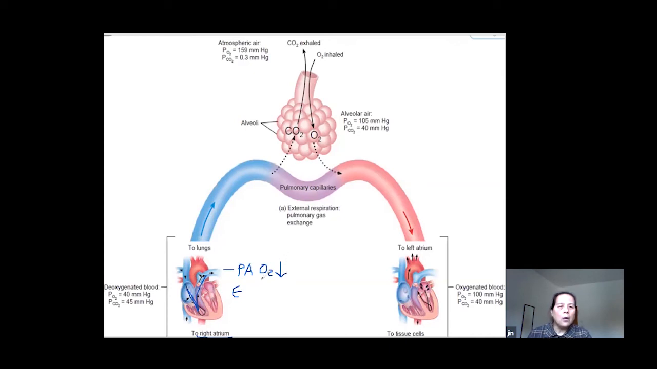This low oxygen blood coming from the right side of the heart goes to the lung, to the lung capillaries, meaning tiny, tiny blood vessels. So this direction. And we have a lot of alveoli here. So in this part, basically we release carbon dioxide.